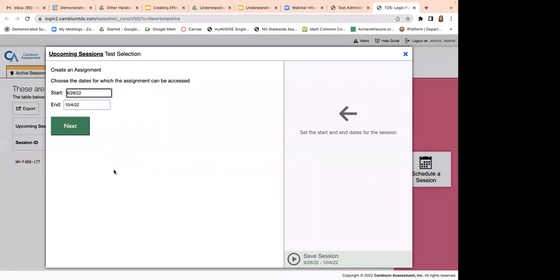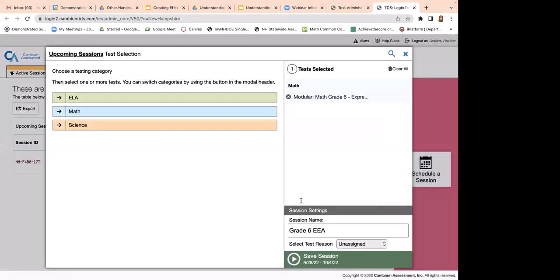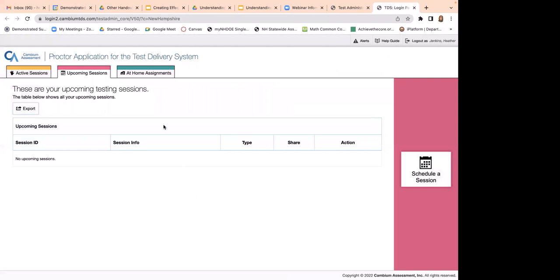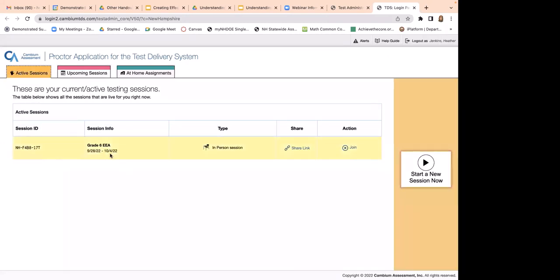So now if I change it actually to this date and I say next, and I've got all of this and I save my session, it's not in my upcoming anymore. It's actually moved to my active sessions and you can see the date range. Now, the biggest problem that I run into with teachers who create these upcoming sessions with a range is you've got the session ID and now the kids are trying to log in and they're saying there's no tests available. I don't understand. Why are there no tests available?